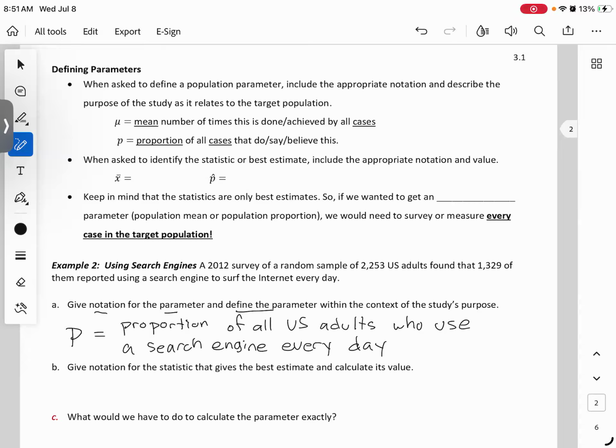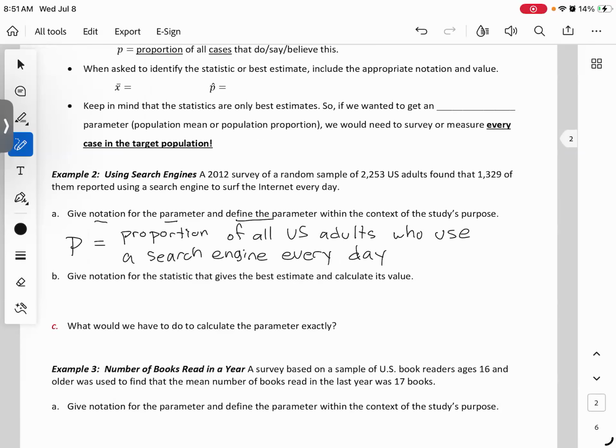Now, again, that is meant to be sort of like the big goal. They wanted to know something about all people who do this internet thing every day. Now, since they can't actually go out and survey every single US adult, plan B is, well, let's just do at least a sample. And that's where the 2,253 people come in. And that's what B wants you to talk about.